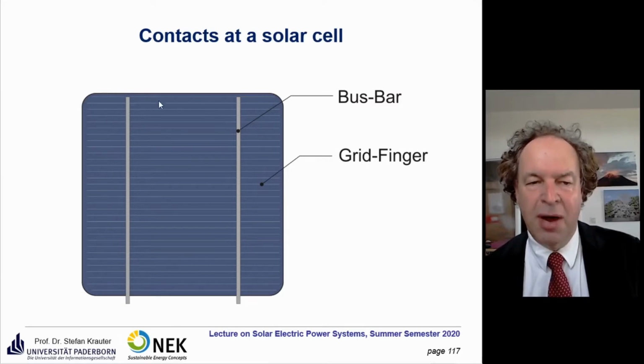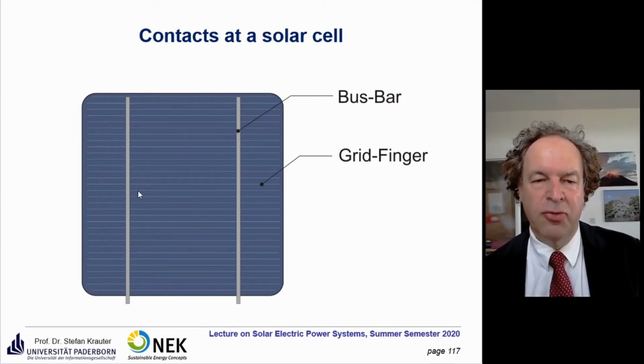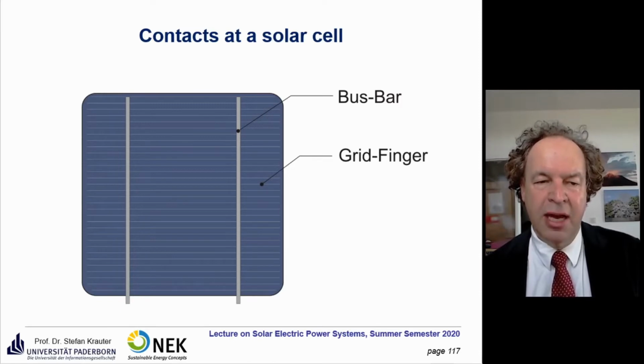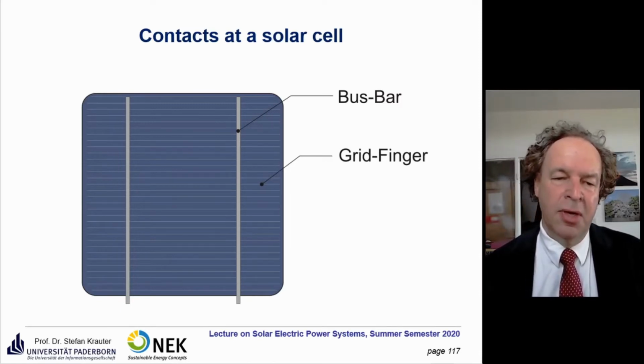Then you have the bus bars. Formerly, it was 2 bus bars. Nowadays, modern solar cells have up to 5 bus bars in order to carry the relatively high current, which is up to 16 amperes in the new solar cells.